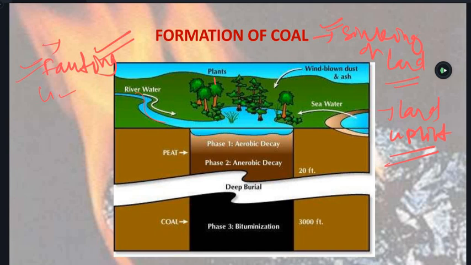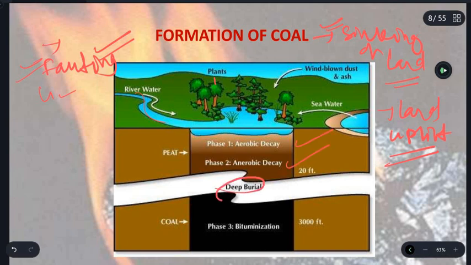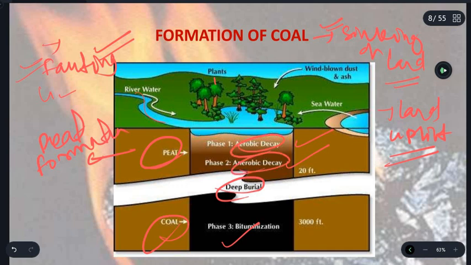So there are three phases in which coal forms: through aerobic decay, through anaerobic decay, and gradually the deep burial process. And phase 3 is bituminization. In the first phases, peat formation happens, through the aerobic decay and anaerobic decay. And through coal कैसे form होता है? Lignite, bituminous and anthracite through bituminization.